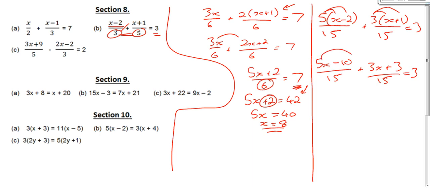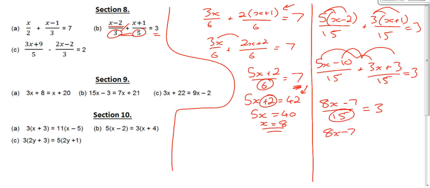So we do 5x plus 3x. That's going to be 8x. Now be careful with this one because it's dealing with negative numbers. Minus 10 plus 3. So the temperature is minus 10, and then you add 3 to the temperature. It's going to be minus 7. That's over 15. That equals 3. So now it turns into one of the previous questions. So then, to get rid of the divided by 15, we multiply by 15.